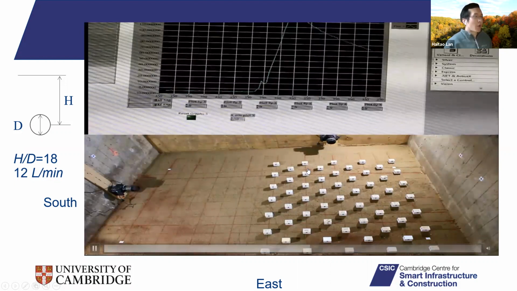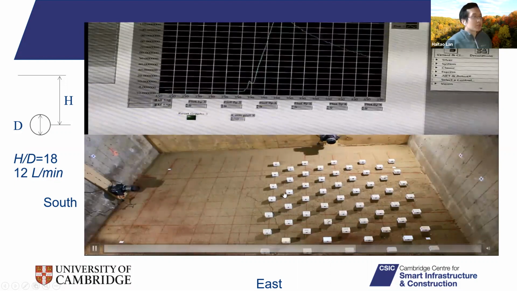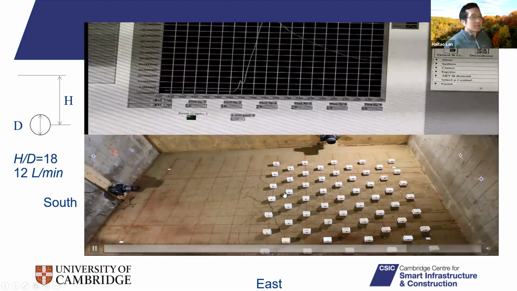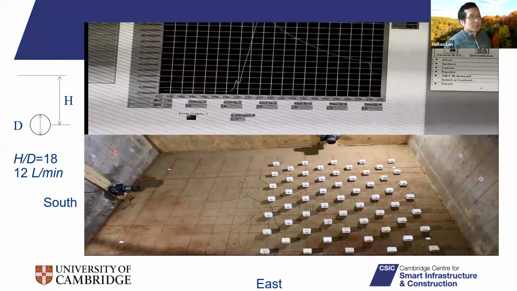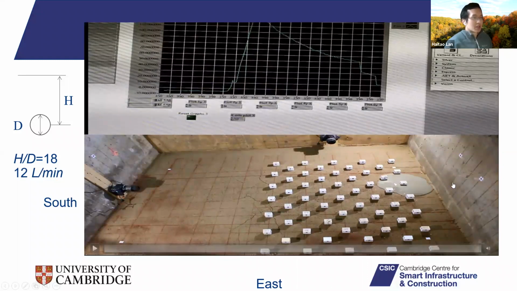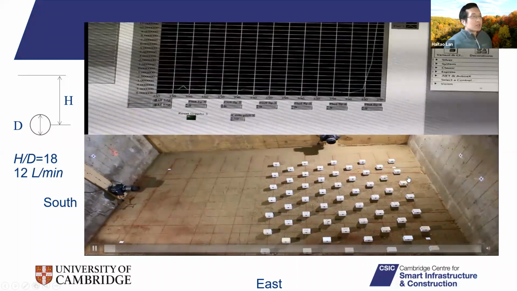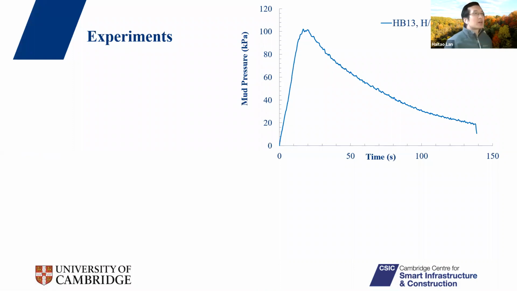Meanwhile, you can see several cracks appear on this ground surface. And in the end, mud flowed out of the soil close to the north side of the wall. So here are more details about this test. This is the mud pressure history, as shown in the previous slide.